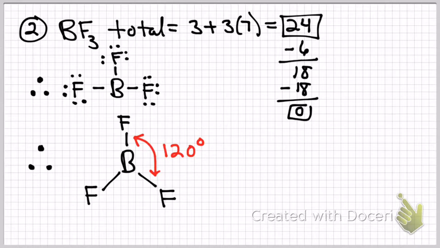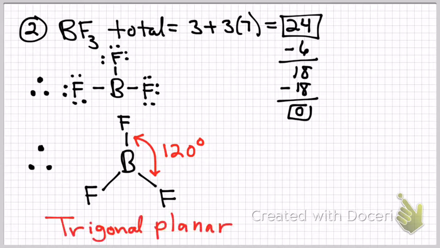I then describe the shape that is produced as a result of this arrangement. Of course, it looks like a triangle, and they're all in the same plane. So this is called trigonal planar.